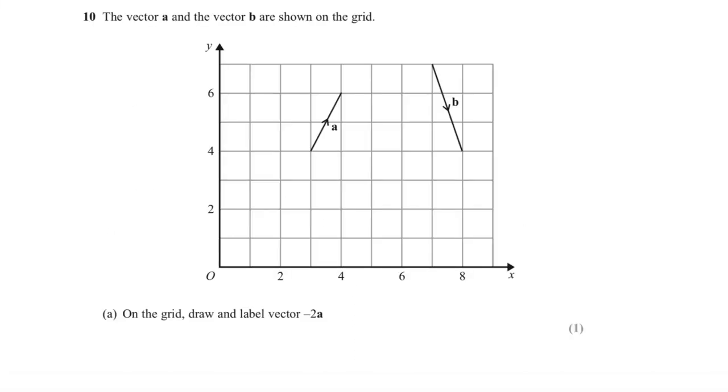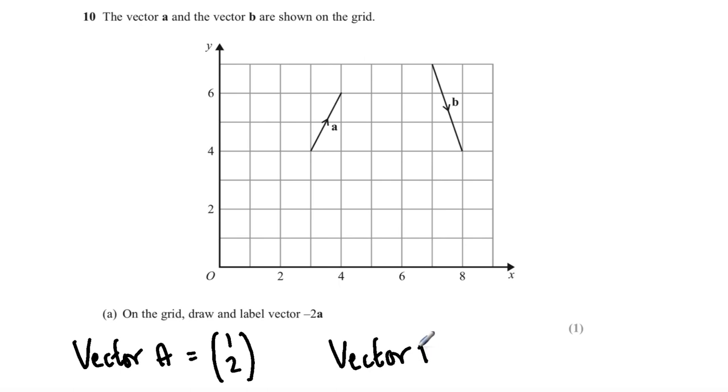10a, on the grid, draw and label vector minus 2a. So the first thing we need to do is find the vector of a and the vector of b. So vector a is 1 positive to the right and 2 up. So vector a can be written as 1, 2. Vector B, so we're going down by 3 and 1 to the right. So vector B can be written as 1 to the right, minus 3. 3 going down, 1, 2, 3, and 1 to the positive right direction.